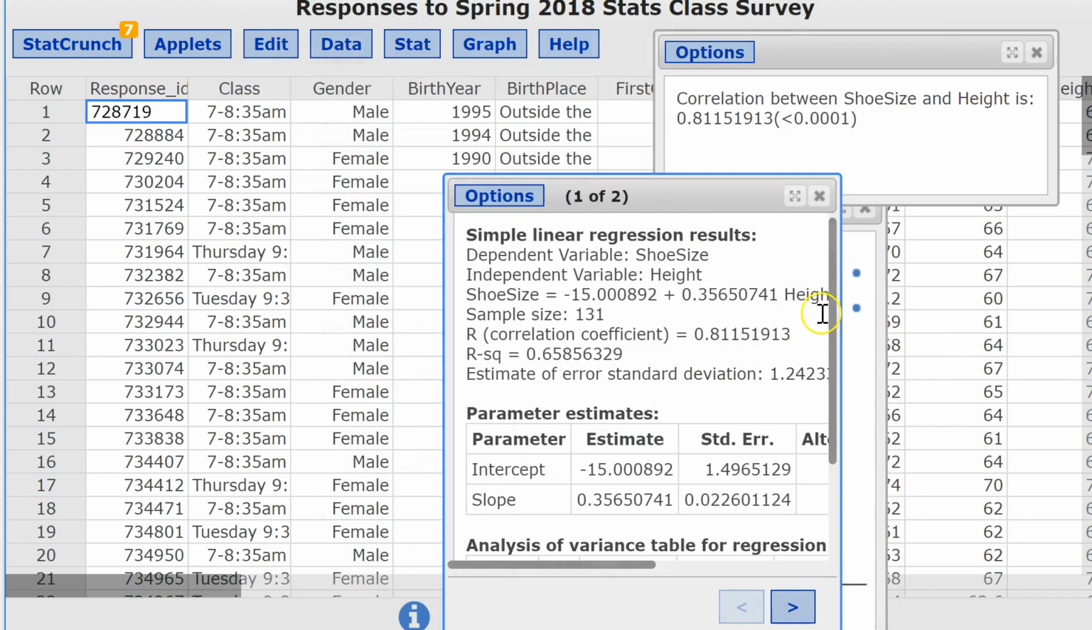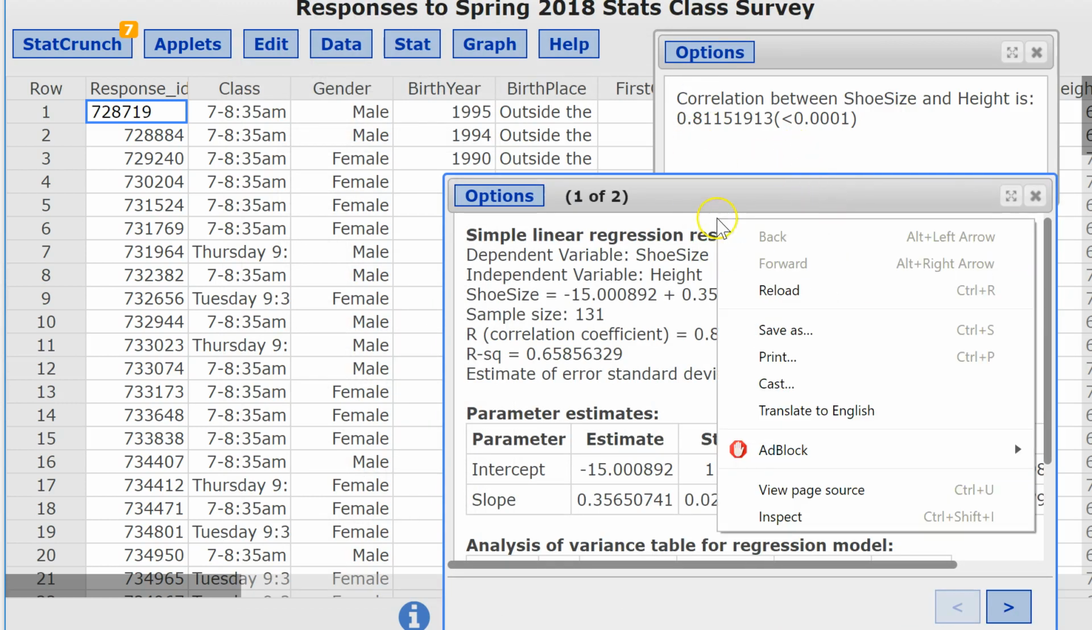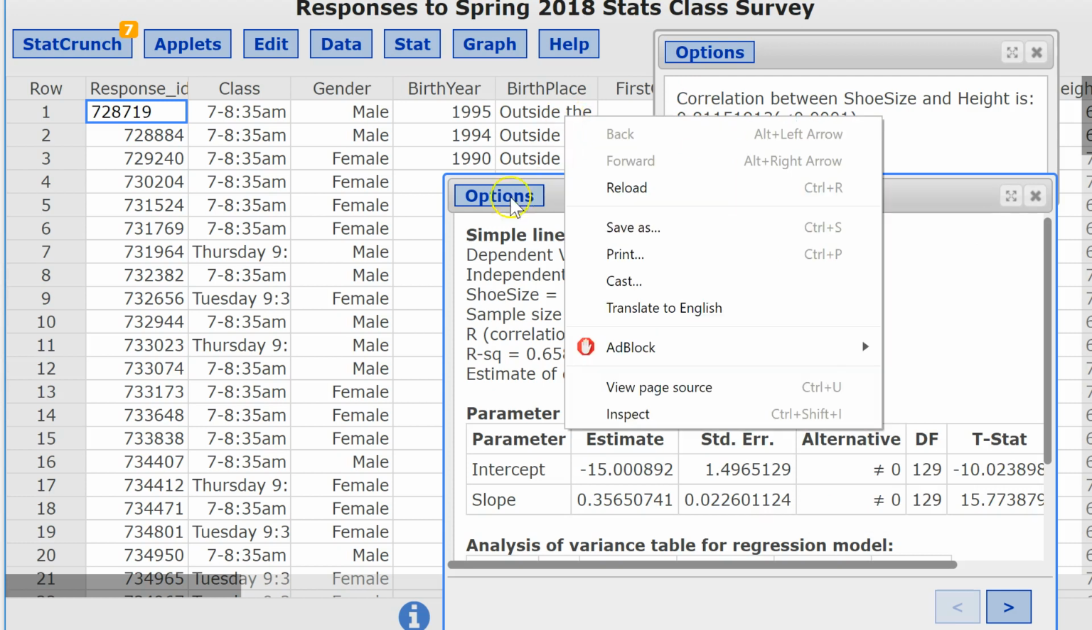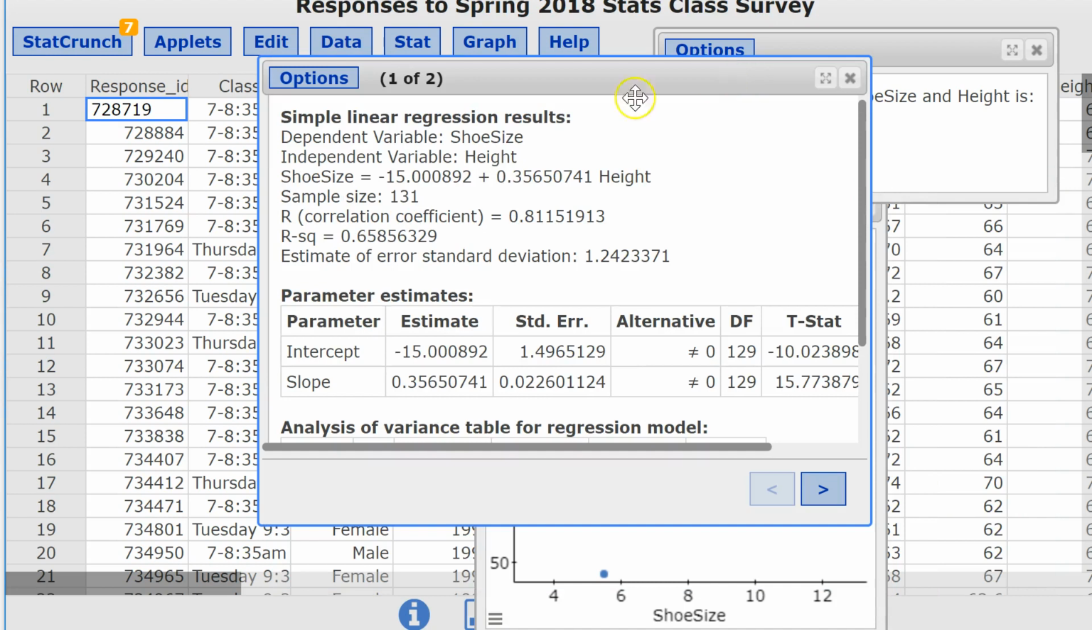But this gives you a little bit more, because now we can actually look at this line, right? The equation for the linear regression. Dang it, I can't move things because I keep right-clicking instead of regular clicking. And say that for every 1 inch taller you are, your shoe size will go up 0.36.